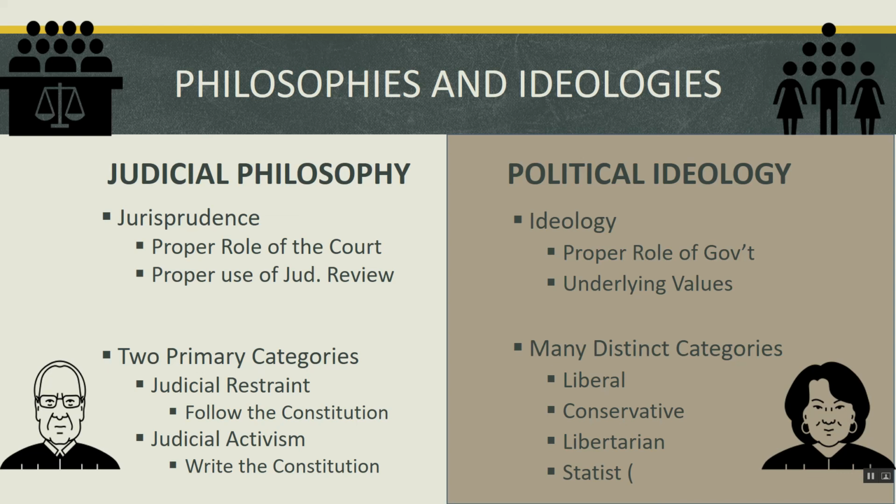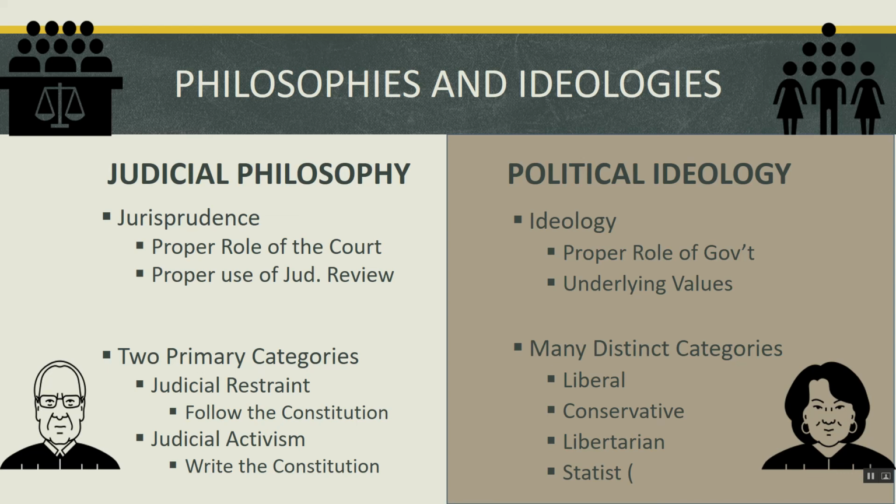Some people say that political ideology ought not play a role in determining how justices rule. But that argument itself makes a certain presumption about the proper role of the court. And therefore, we also need to talk about judicial philosophy or jurisprudence. Jurisprudence or judicial philosophy is a set of beliefs about the proper role of the court and the proper use of judicial review. So remember, ideology is the proper role of government as a whole. Jurisprudence is the proper role of the court in particular.